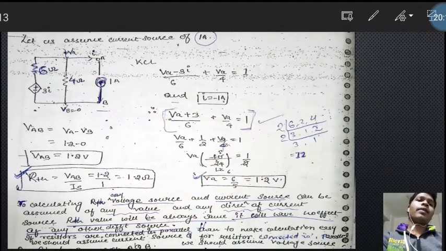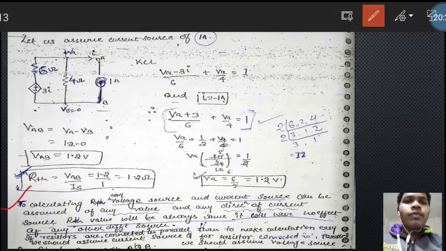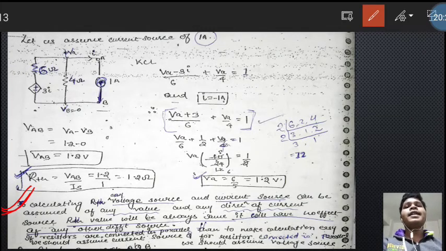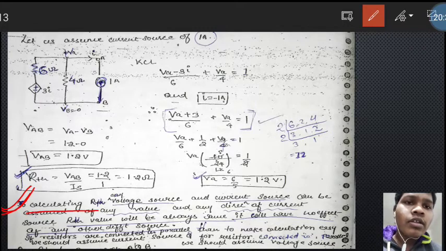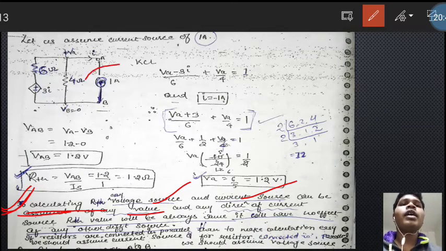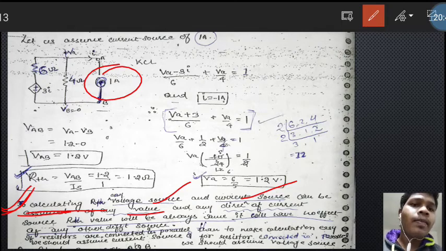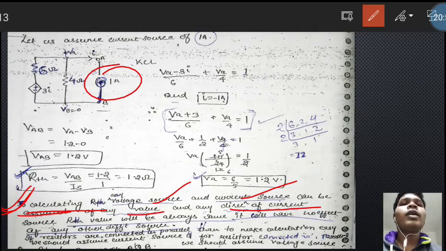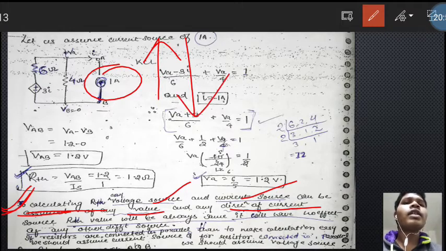See, this is the most important point you need to know, then only you can find the Thevenin's voltage and Thevenin's resistance with dependent sources. To calculate the RTH, any voltage source or any current source can be assumed, of any value. We can take 2 ampere, we can take 3 ampere, any value, and any direction of the current. We are taking this direction, but we can also take this direction.